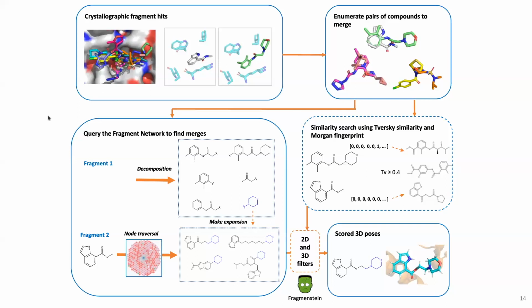So this is quite a complicated slide, and I'll take you through it step by step, but essentially this shows the entire pipeline that we used for querying the Fragment Network. So essentially we start with the crystallographic fragment hits. We query the network in order to find merges in 2D, and then we use some filters in order to get that list down to something more manageable, and hopefully the most promising compounds that we think will adopt the pose of the parent fragments.